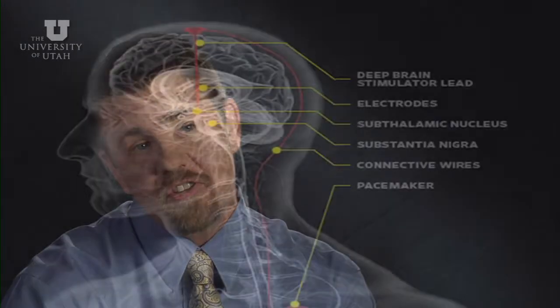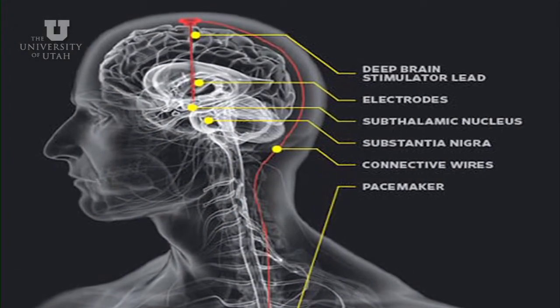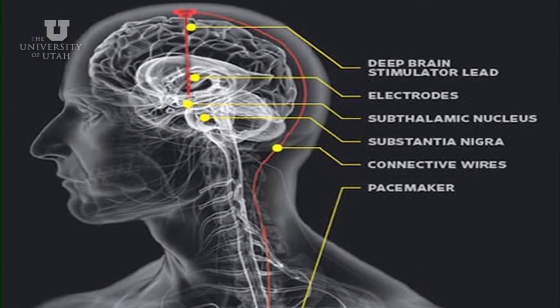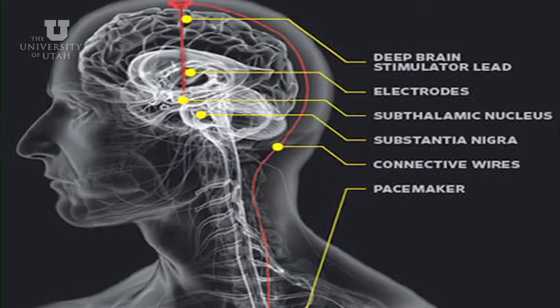So a Parkinson's patient has fairly severe tremor and bradykinesia, which is an inability to initiate movement or a slowness of movement. The brain can't command movement particularly well. So deep brain stimulation, if the electrode is in the right place and the stimulation is tuned just appropriately, is very effective at alleviating the symptoms of Parkinson's.